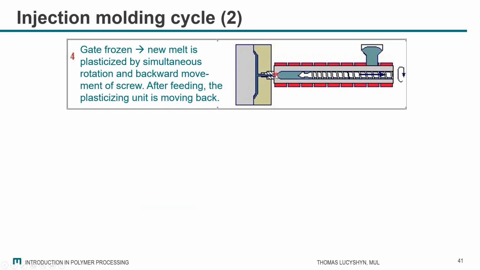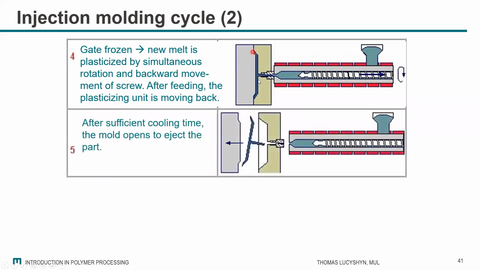And that's the point when you start to feed again, to move the screw backward by rotating it and conveying more material, melting material, and conveying it to the front, so that you're prepared for the next shot. Then you typically need some more time for the part inside to be cooled down sufficiently so that it's rigid enough that it can be safely demolded.